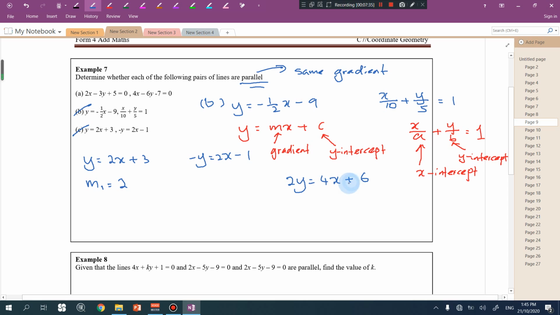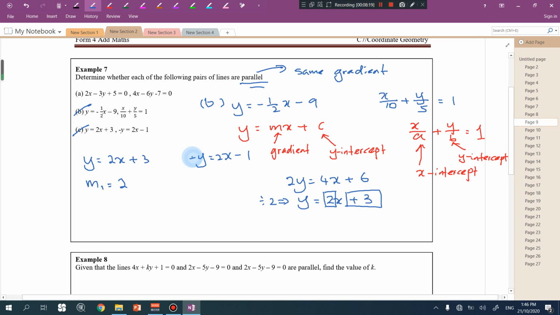So for example, in this case, if I want to get the gradient, I have to divide the whole equation by 2. Why do I divide the whole equation by 2? It's because I want to change the coefficient to become 1. This divided by 2, this divided by 2, this divided by 2. Okay, so 2y divided by 2, you get y. And then 4x divided by 2, you get 2x. And then 6 divided by 2, you get 3. Now, the coefficient of y here is 1. Nothing here means 1. And it's positive. Then we can get the gradient. The gradient is equal to 2, and the y-intercept is equal to 3.